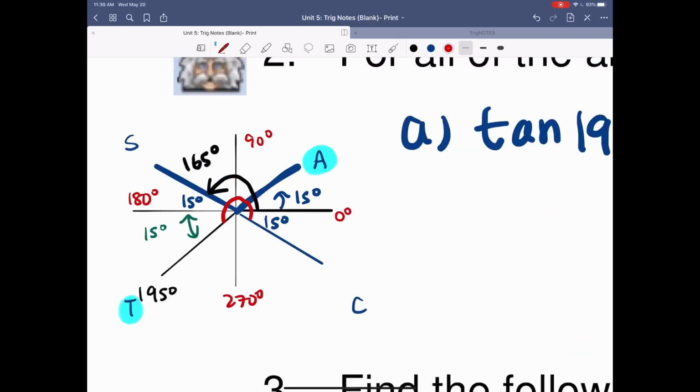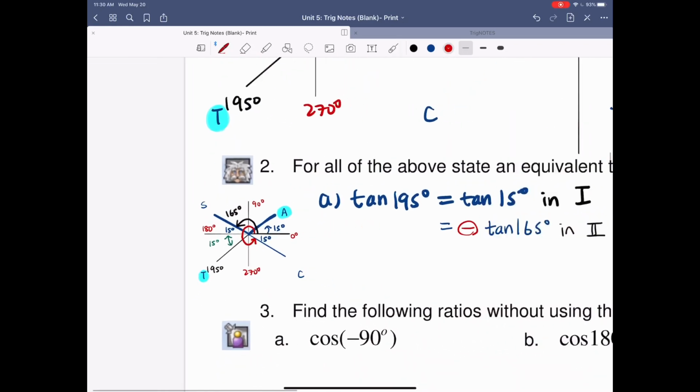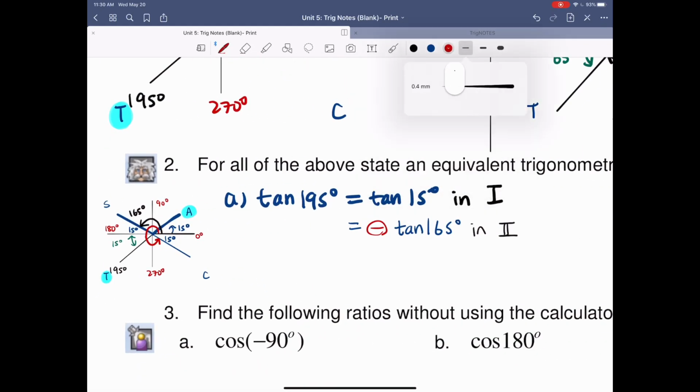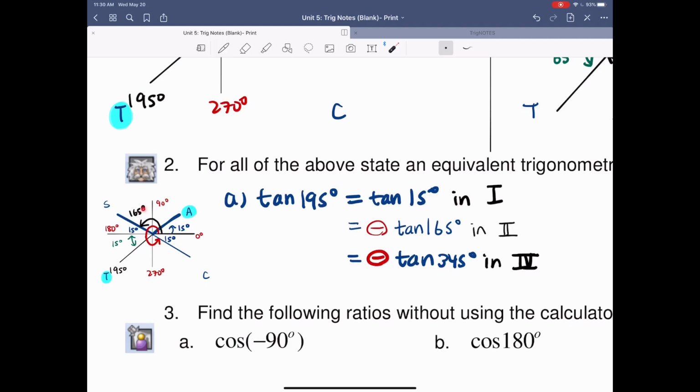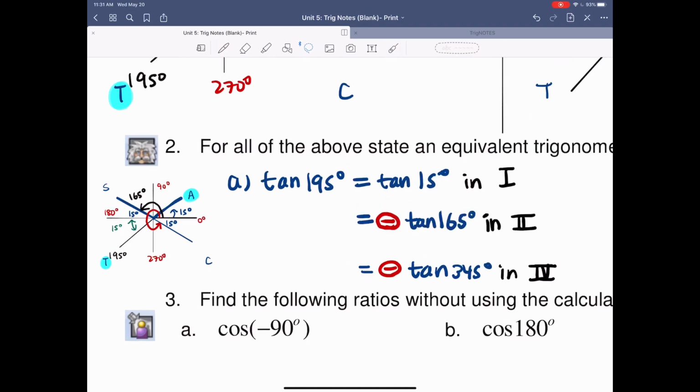You're going to work from the initial arm and do 360 minus 15. How am I getting that? Well, a full circle is 360 degrees, and if you take away 15, you get 345. And you're going to say equals tan 345 degrees, and it's in quadrant 4. I have to put a negative in front of that whole thing because, again, it's in the quadrant where it is negative. So I need to put another negative sign in front so that the numbers are equal.